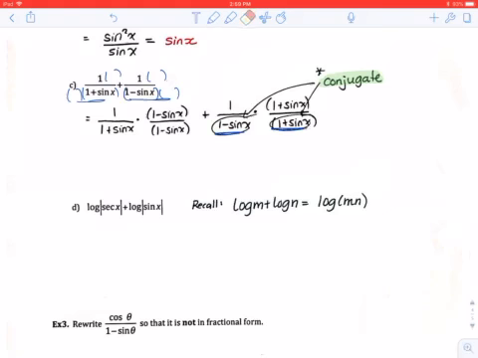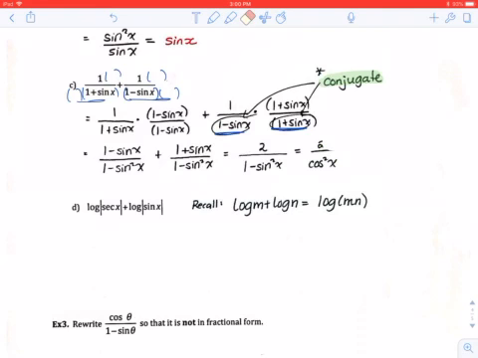So when you multiply it out, you get 1 minus sine squared x. So we have 1 times 1 minus sine of x equals 1 minus sine of x. 1 times 1 plus sine of x equals 1 plus sine of x. You combine those, the sine of x's cancel. You get 2 divided by 1 minus sine squared x. But 1 minus sine squared x is cosine squared x. So we have 2 divided by cosine squared x. But 1 over cosine squared x is secant squared. So we get 2 secant squared x.